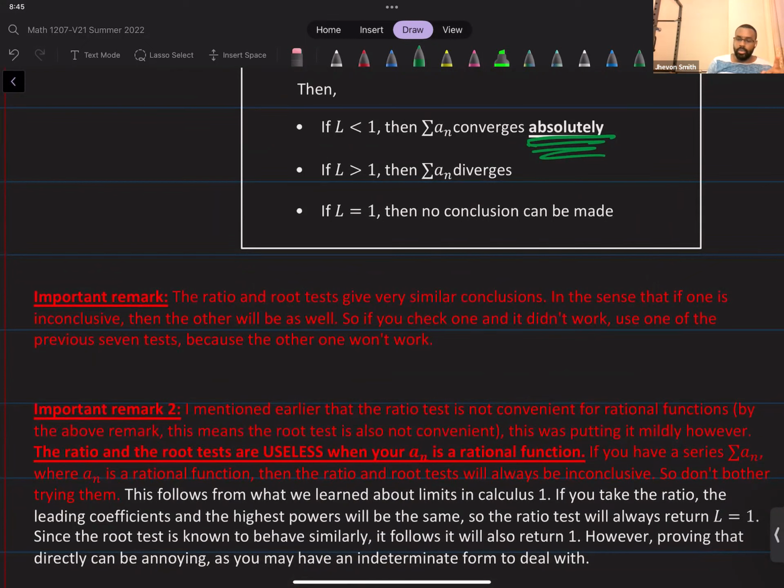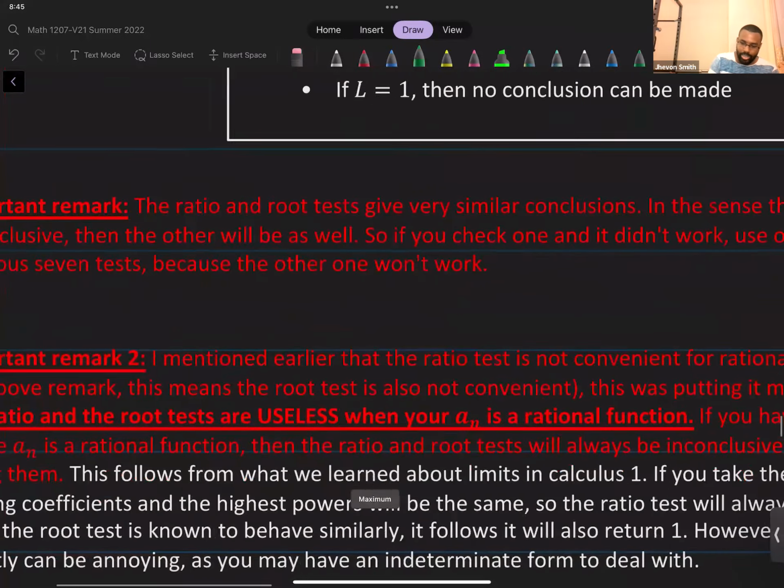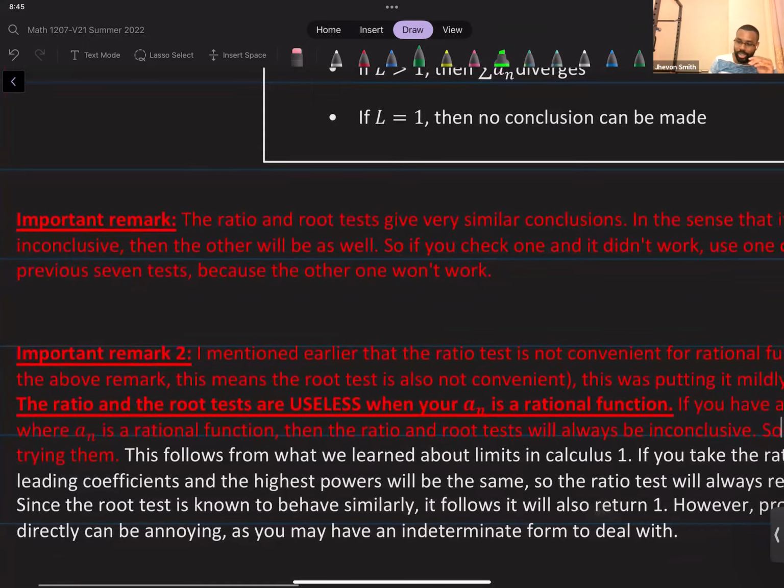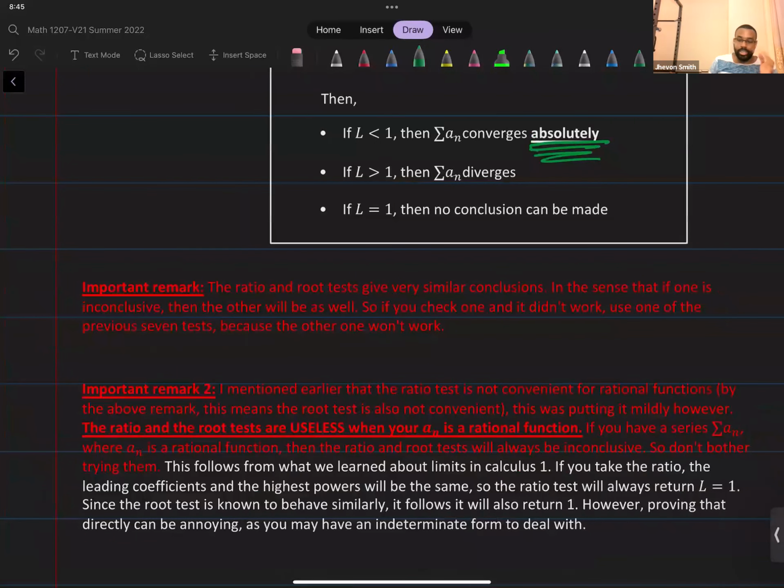And remember that the ratio test, as I mentioned above, is not useful when you're using it on rational functions. The same thing is true here. I underlined it in red. The ratio and root test are useless when it comes to rational functions. So if you have a rational function, do something else. Okay.